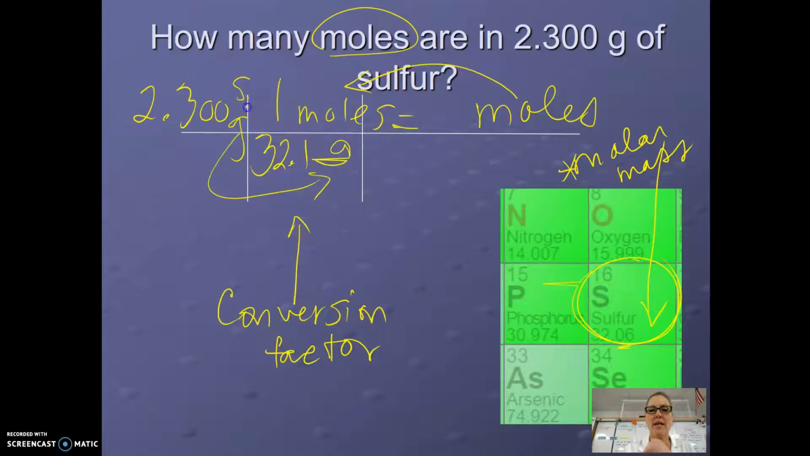So once I've got this set up, maybe you can see the math shaping up here. I'm going to go ahead and cancel my grams, because they are across from each other. Just like we used to do with converting in the metric system, we're using a picket fence, canceling the grams, and now we're going to be solving for moles. So what does our math look like? All I have to do is multiply across the top. So I have 2.3 times 1, which is 2.3. And then multiply whatever's on the bottom. There's only one thing there, 32.1.